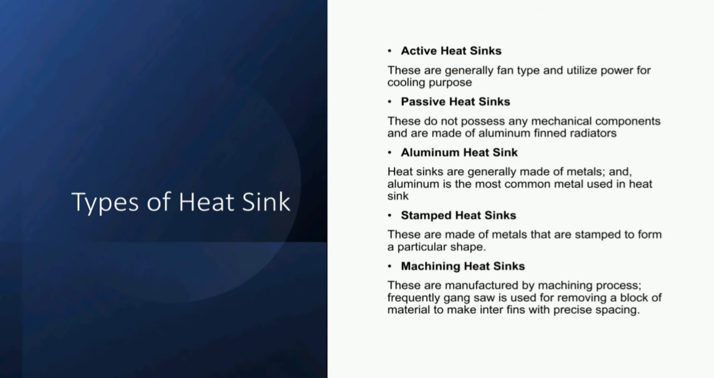Aluminum heat sinks are generally made of metals, and aluminum is the most common metal used in a heat sink, while stamped heat sinks are made of metals that are stamped to form a particular shape. And finally, the machining heat sinks. These heat sinks are manufactured by a machining process, where frequently a gang saw is used for removing a block of material to make interfins with precise spacing.